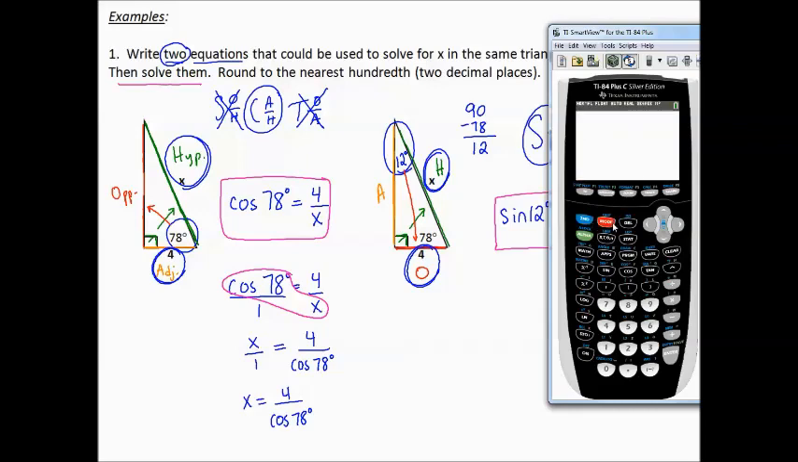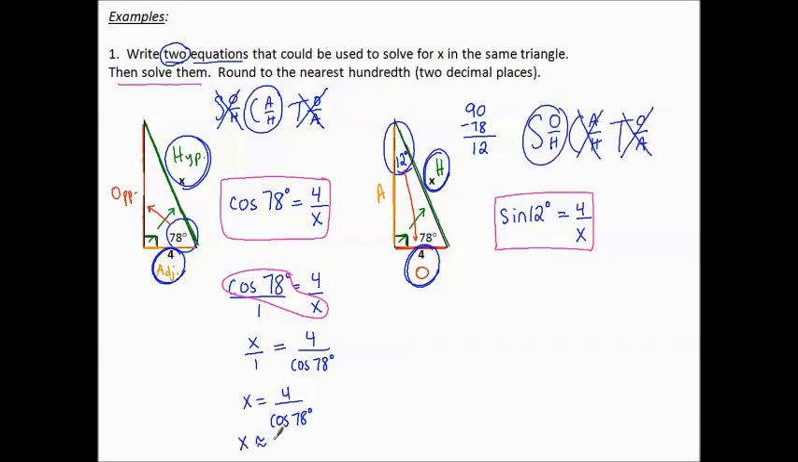Now I type it all at once: 4 divided by cosine 78, close the parentheses, enter. The direction says round to the nearest hundredth. Always pay attention to the direction. Hundredth means 2 decimal places. So I'm going to look at two numbers past the decimal point, 1, 2. The number after is big enough to round that 3 to a 4, so 19.24. So let's write that. X is approximately 19.24. And there's our second answer.